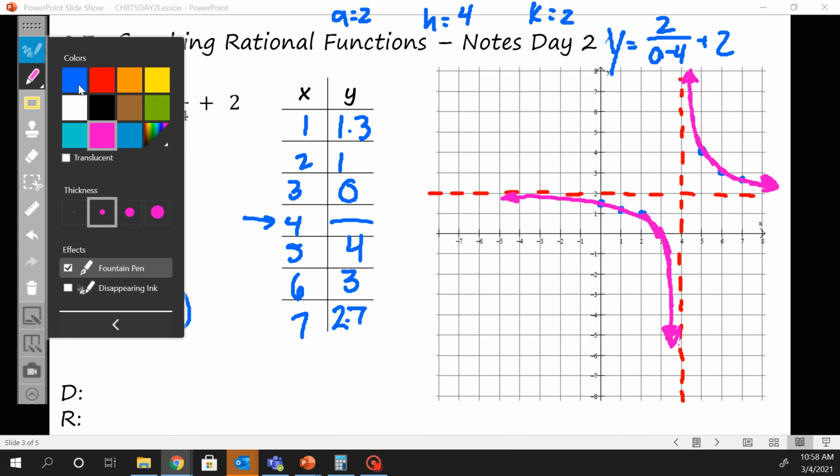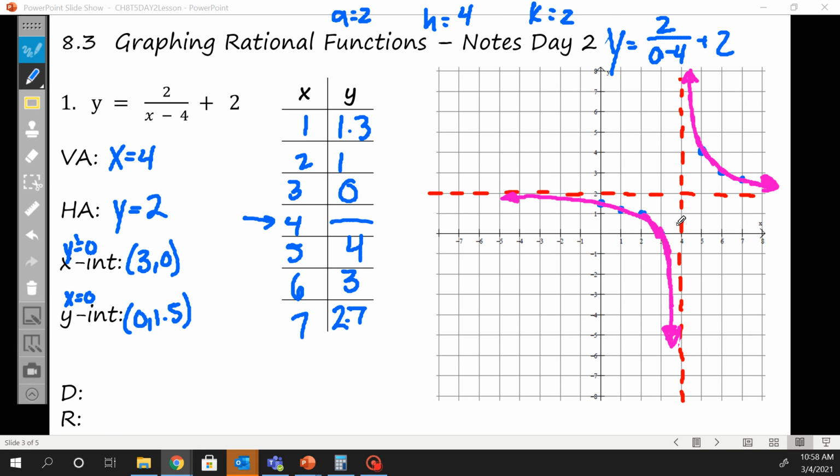The domain is everything except for 4. Okay, 4 is the only value not allowed in the domain. So we'd say negative infinity to 4, union 4 to infinity. The range is everything except for 2. Okay, so we'd say negative infinity to 2, union 2 to infinity.